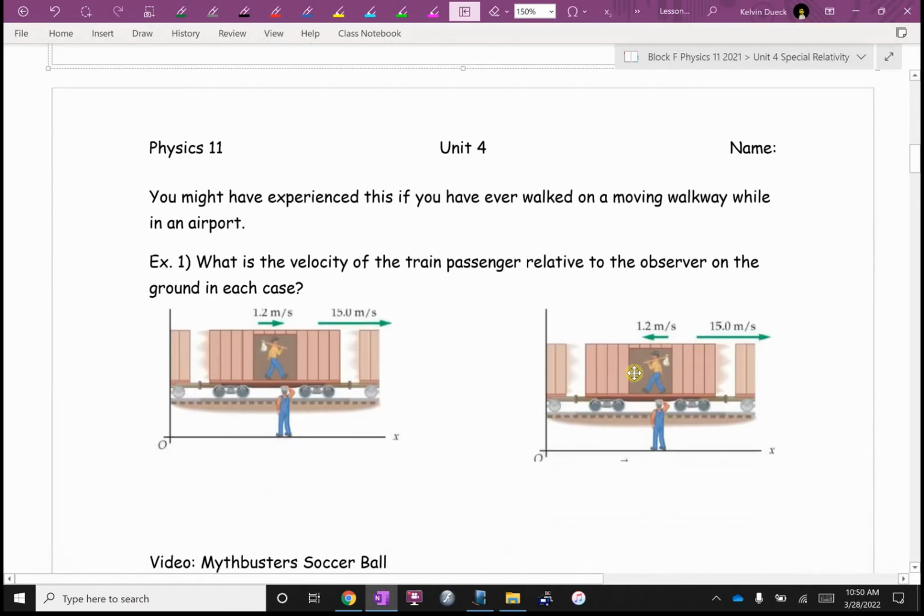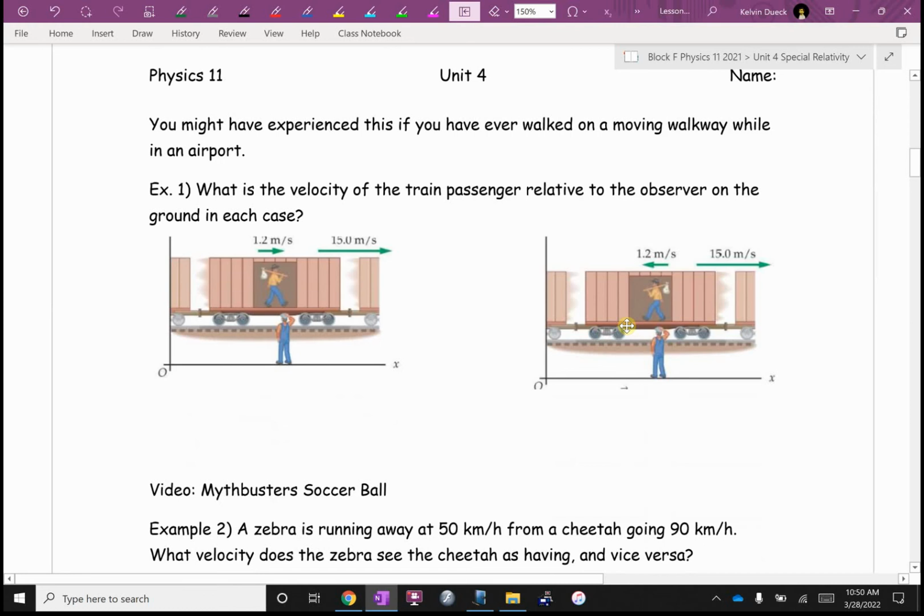Next page over. You might have experienced this if you've ever walked on one of those moving walkways at an airport. And then you notice if you walk at your normal speed on the walkway, when you look at the ground next to you, relative to the ground, you're going way faster, even though relative to the walkway, you're not.